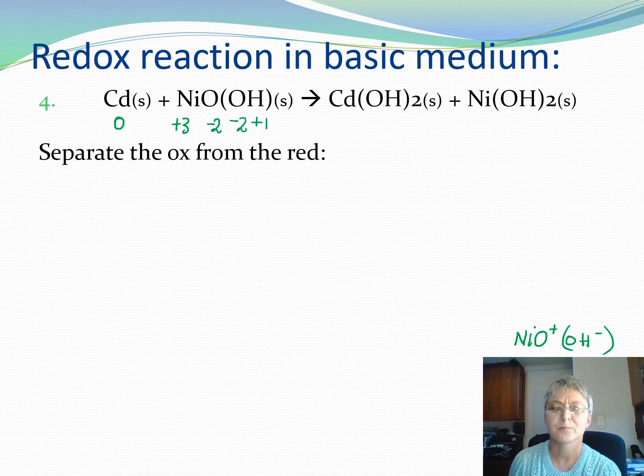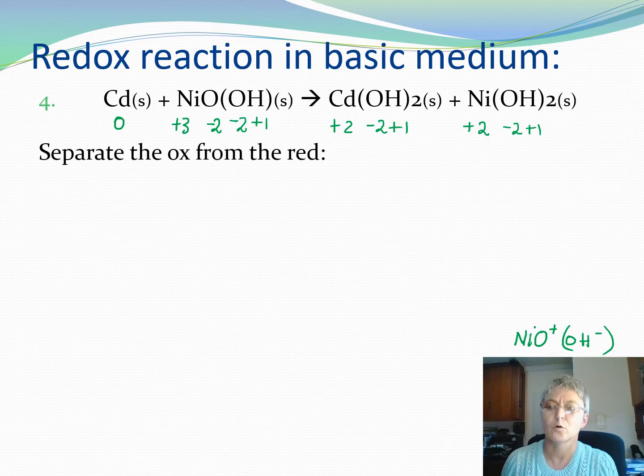Cadmium in this case is +2 oxidation number because it's joined to two hydroxides. The hydroxide is -2 for oxygen and +1 for hydrogen. Nickel in this example is joined to two hydroxides, so it's +2 for nickel, -2 for oxygen, +1 for hydrogen.